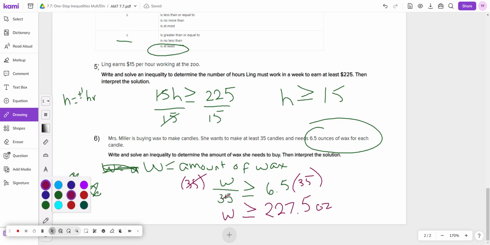So we're interpreting it. She needs 227.5 ounces of wax or more.